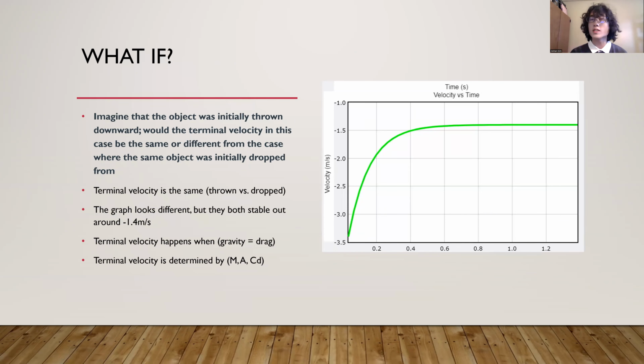And the terminal velocity is determined by m, which is the mass, a, the acceleration, and Cd, which is the drag coefficient.